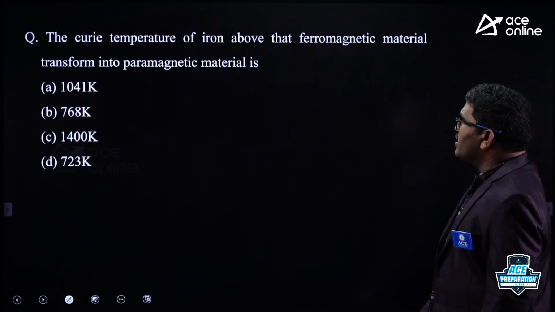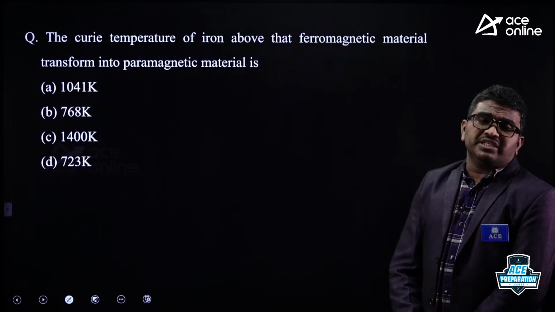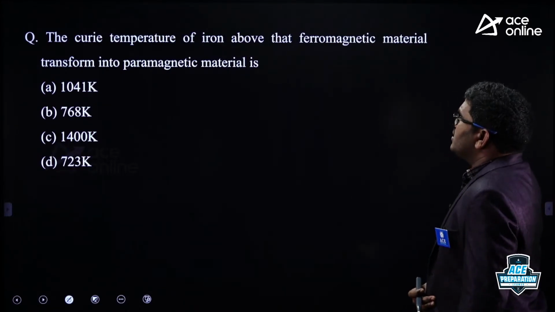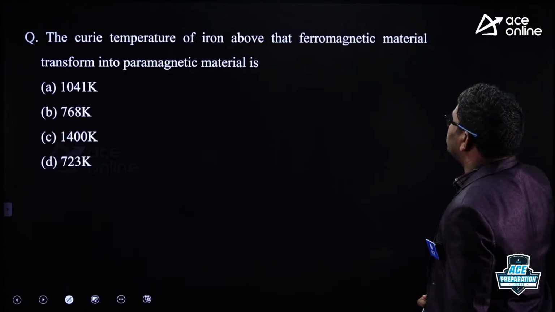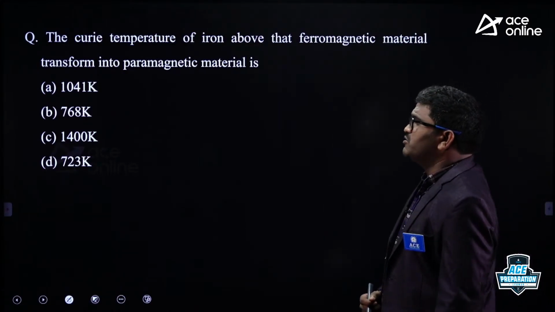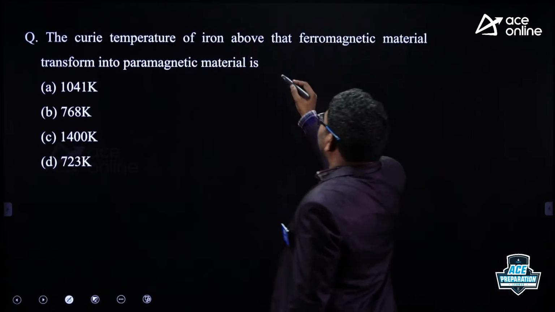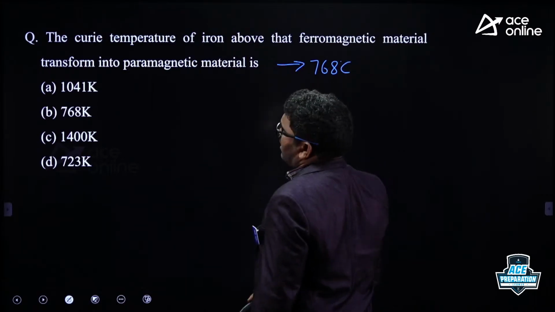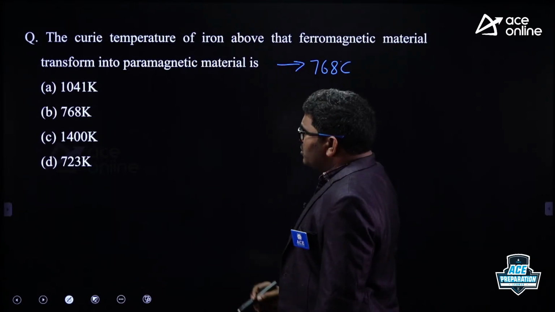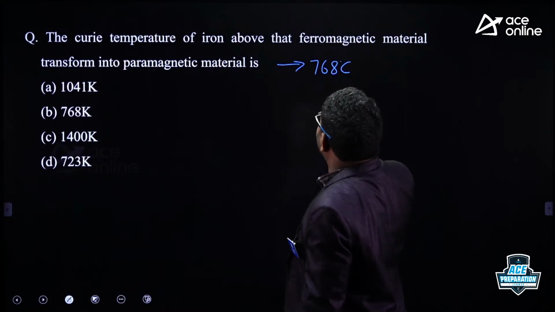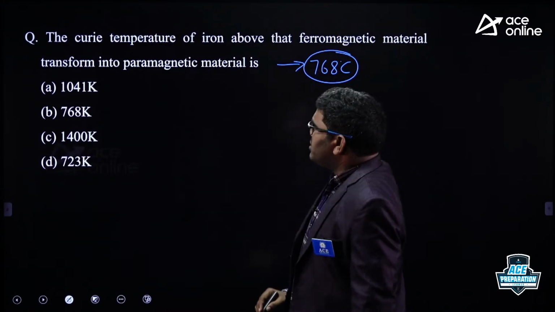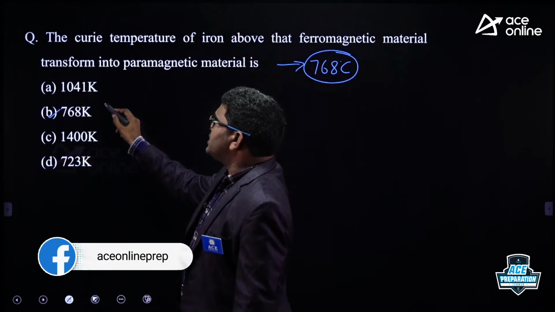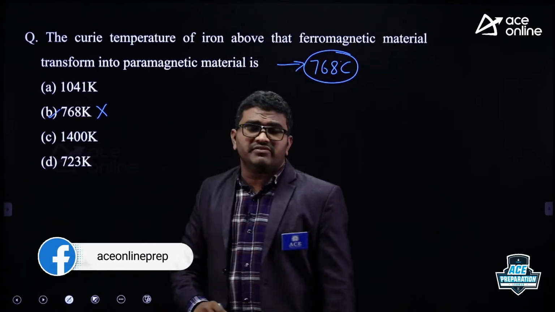Now, there is a question, see here, this type of question they will sometimes ask you. The Curie temperature of iron, above which the ferromagnetic material transforms into paramagnetic. I said at 768 degrees Celsius it transforms into paramagnetic. But most of you will remember this answer and try to give 768. But it is not correct, because in the question it is given in terms of Kelvin.